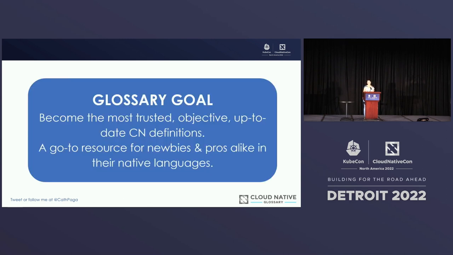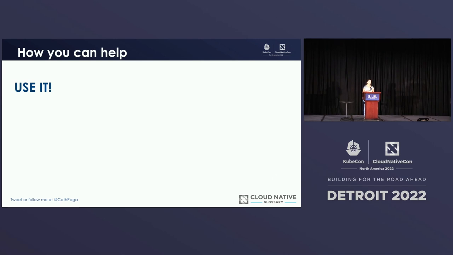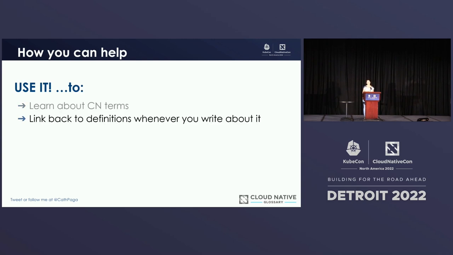So the glossary is fairly new, but our goal is to be the most trusted, objective, and up-to-date cloud native definitions. We want to be a go-to resource for newbies and pros alike, ideally in their native languages. But to achieve that, we need your help. First thing you can do is use it. Use it to learn about cloud native terms, use it to link back to definitions whenever you write about it, and use it to educate your customers and colleagues.